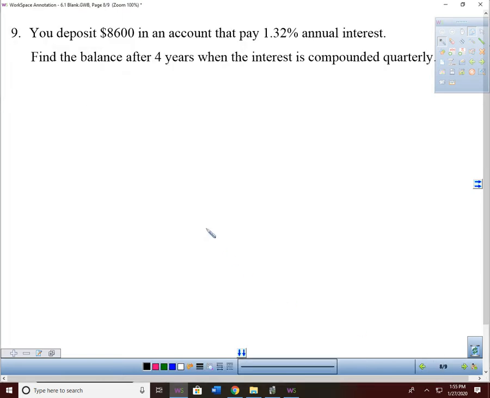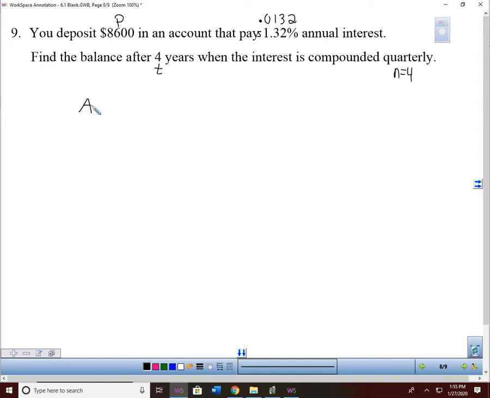All right, number 9. You deposit $8,600 in an account that pays 1.3% annual interest. Find the balance after 4 years when the interest is compounded quarterly. This is exactly the same. This is my principal. My rate, if I move it 2 places to the left, would be 0.0132. T, years, so that would be 4 years, and quarterly would be 4 times a year.